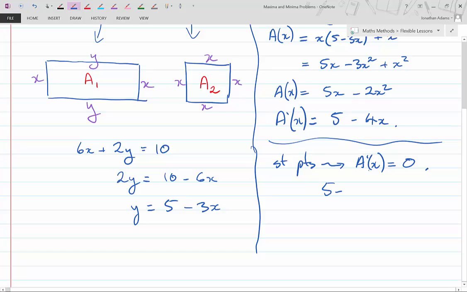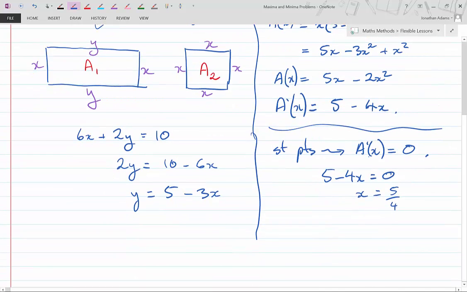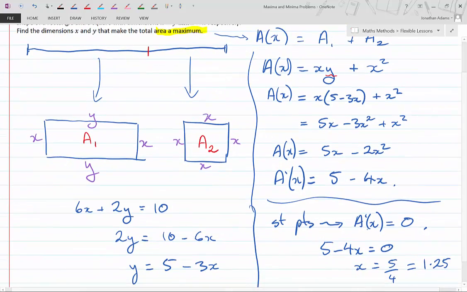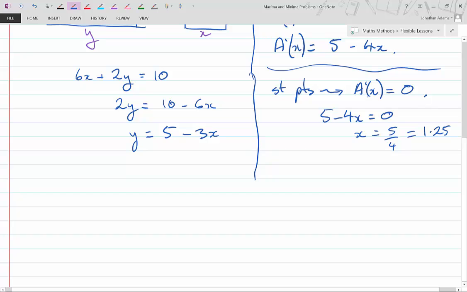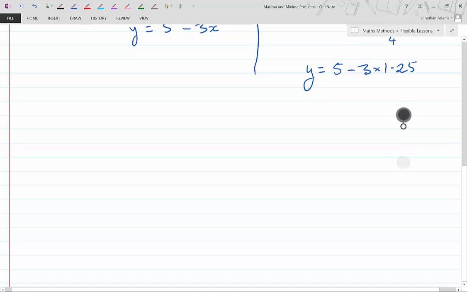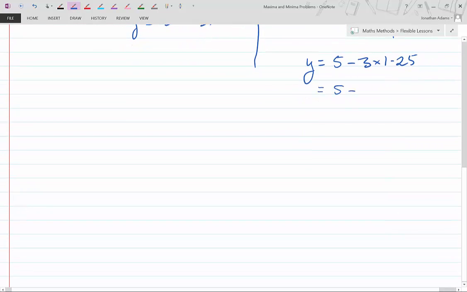In this particular case, I'm going to get 5 minus 4x equals 0, or x equals 5 on 4. So that is going to be the optimal length. That's 1 1/4, 1.25. So 1.25 is going to be the optimal size of x. If I want to work out what y is going to be, I'm going to have to use this equation here. So y is going to be 5 minus 3 times 1.25, which is going to be 5 minus 3 3/4, or 3.75, and that's going to be 1 1/4, 1.25.